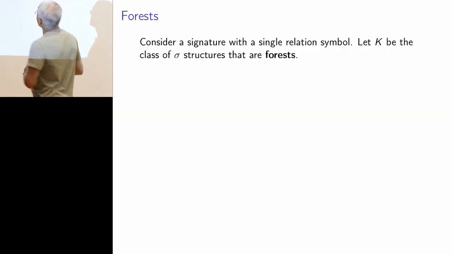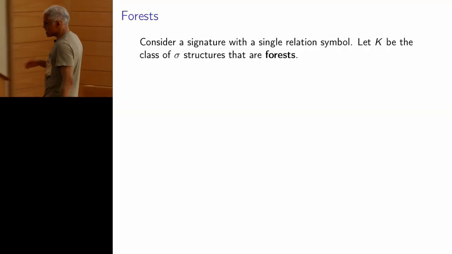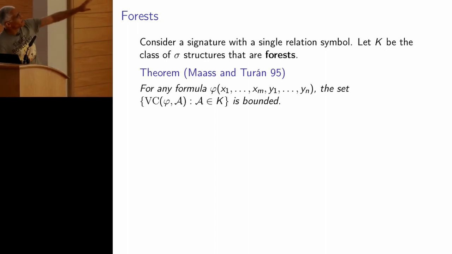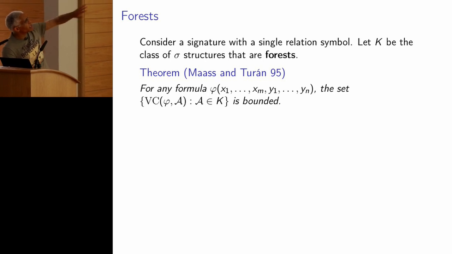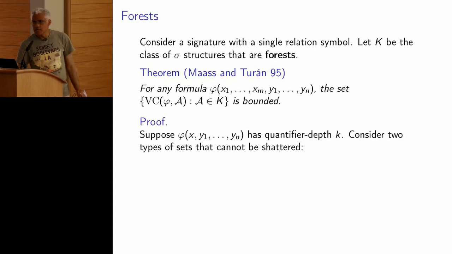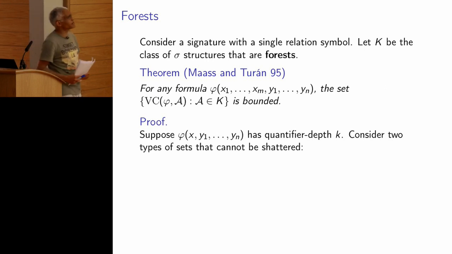And now the claim is that if I fix a formula, then I have an absolute bound. So for any formula here, the VC dimension is bounded independently of the structure. So it's a forest, and it just depends on the formula, the bound. Okay. So if you like, forget about now the class of structures, just fix a forest, and we want a bound on the VC dimension independently of the structure.